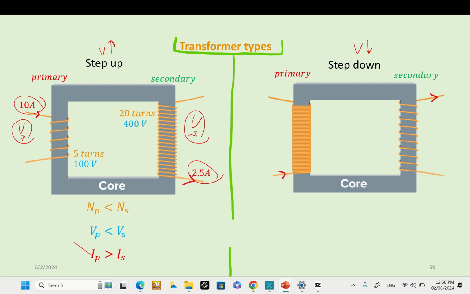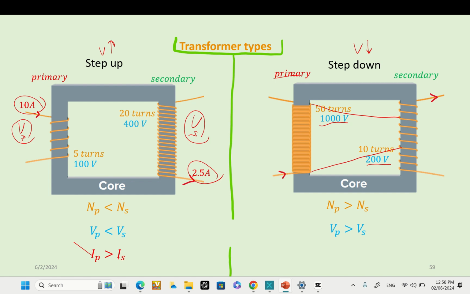For a step-down transformer, you can see that the opposite happens. The number of turns on the primary coil is bigger than the number of turns of the secondary coil. The voltage gets minimized. So the voltage on the primary coil would be bigger than that on the secondary coil. So Vp is bigger than Vs.